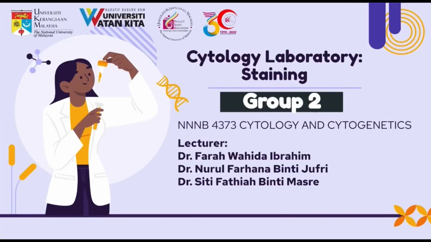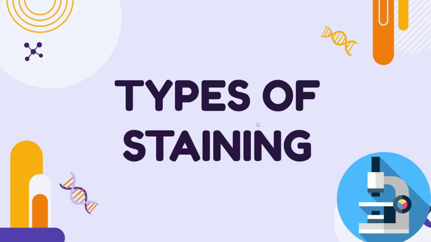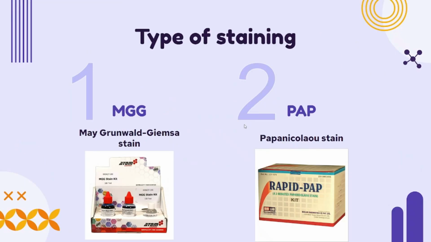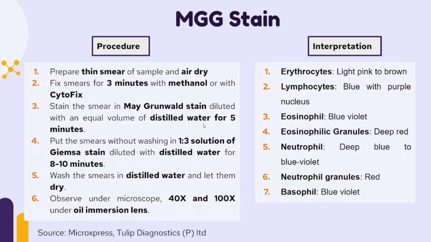Now we will present our cytology laboratory report. For the purpose of this lab, we are going to use two types of staining. The first one is MGG, which is May-Grünwald-Giemsa stain, and the second one is Papanicolaou stain, which is also known as PAP stain. This is the procedure and interpretation of MGG stain.